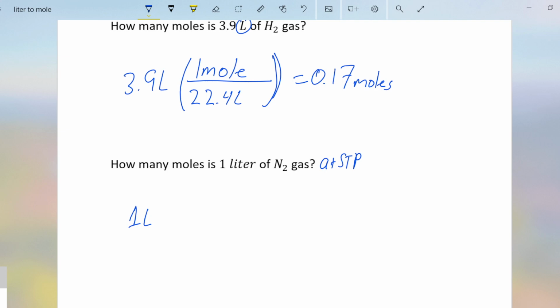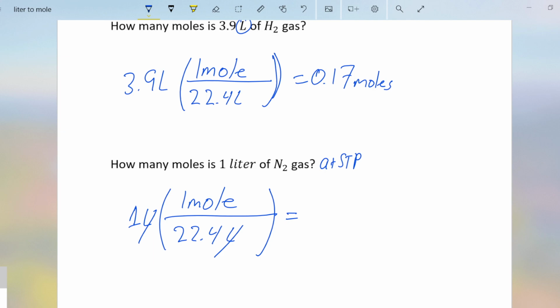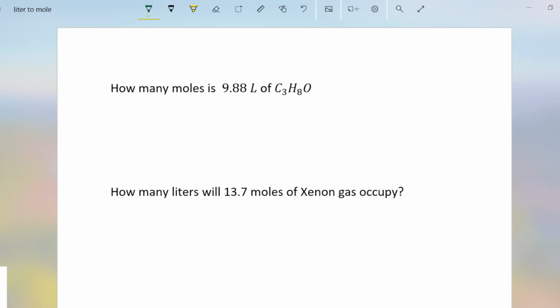1 liter of nitrogen gas at STP will occupy 22.4 liters. And on the top here, we will put our 1 mole, because it's 1 mole per 22.4 liters. My liters units cancel, and then when I do this division, I get 0.04 moles. So there will be 0.04 moles of N2 gas in 1 liter of that N2 gas. Okay, moving on to the next page, here we are.